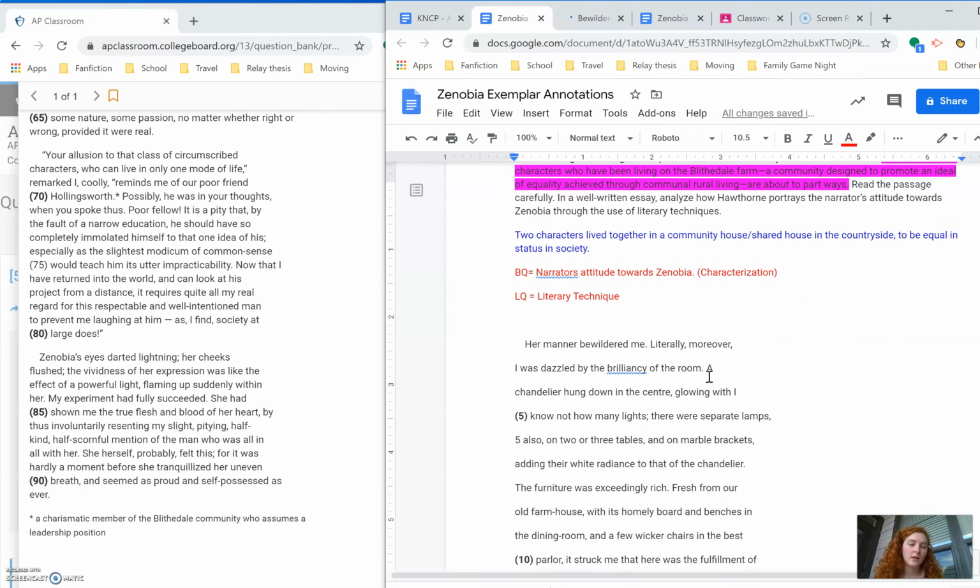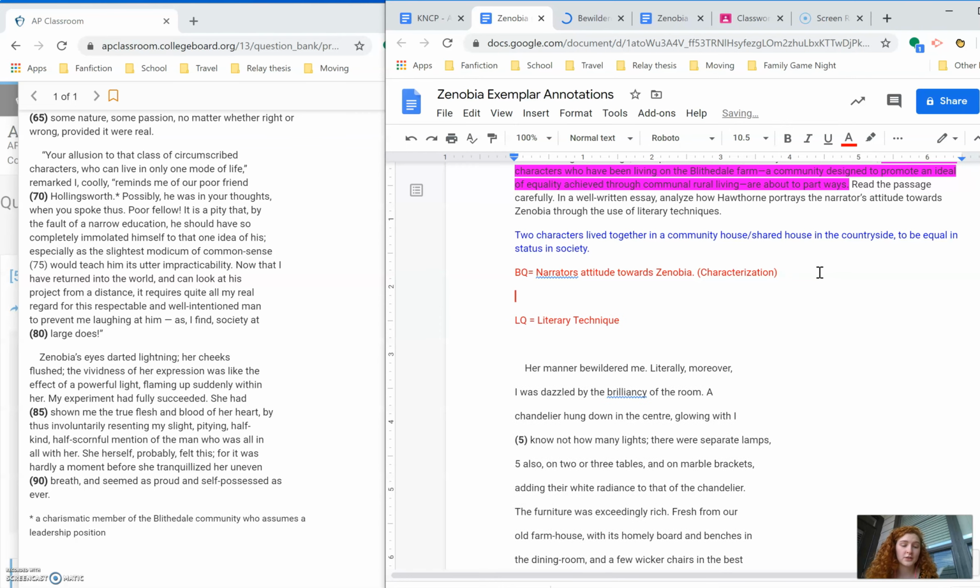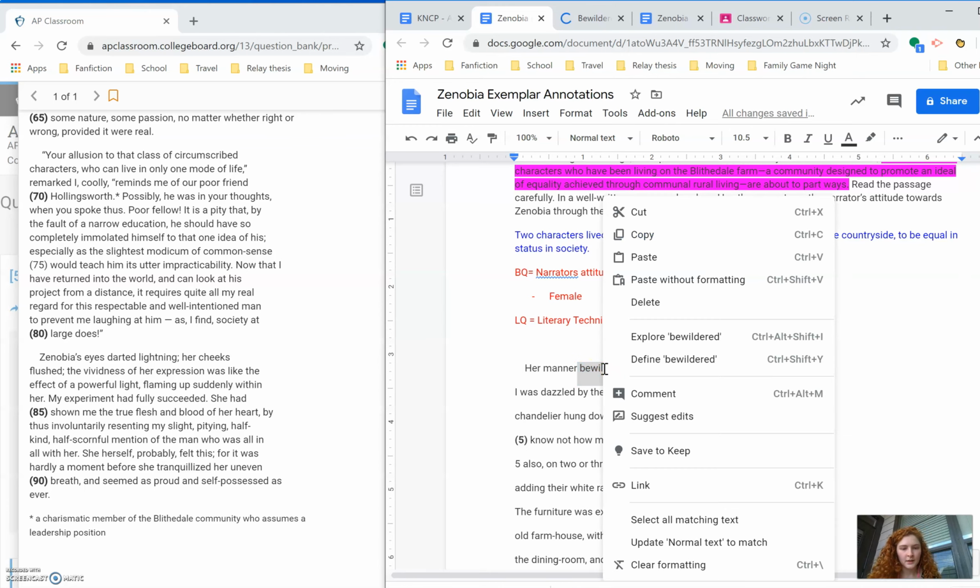So we're looking for characterization. So how do we feel about this person? So a few things we already know about Zenobia. I'm going to start plugging my conclusions in right here because I want all my thoughts in one place. So we know that she's a female. Her. And there's this huge keyword here, this very first sentence, once you understand that Zenobia is the character being talked about.